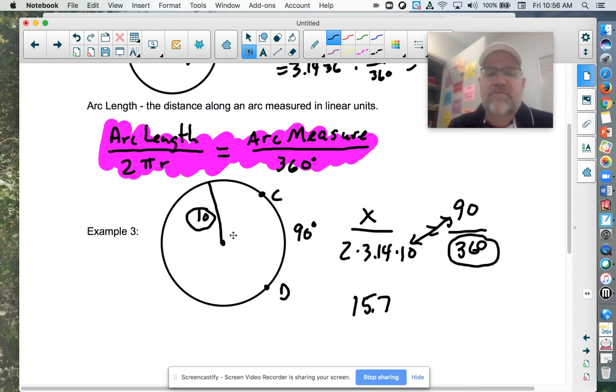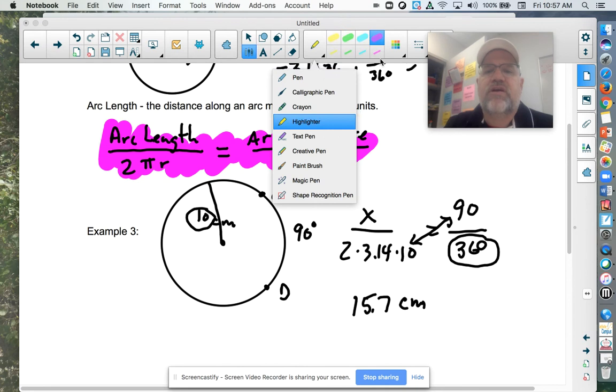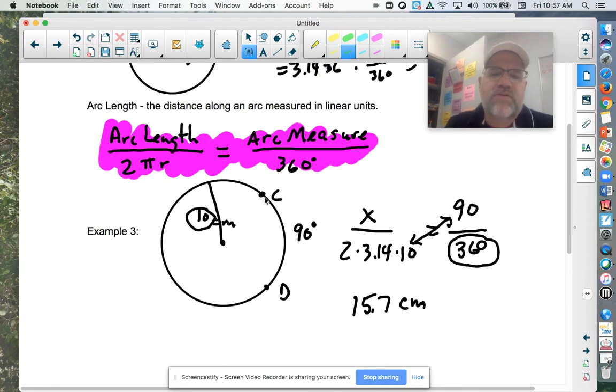And because I haven't given you the label, I should have probably said what this 10 was. Let's call it 10 centimeters. So when I get this answer of 15.7, it's actually 15.7 centimeters. Because we're talking about this outside edge here, not the distance from here to here, because we're talking about that distance, we need to label it as a distance. And centimeters is a distance. So we label it as centimeters.